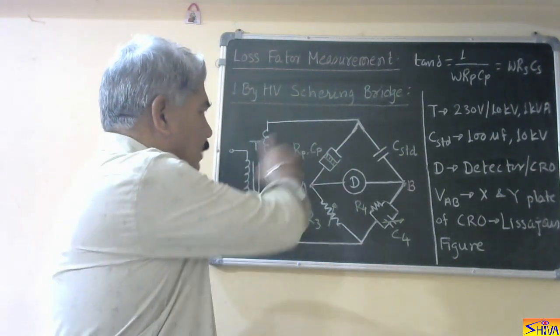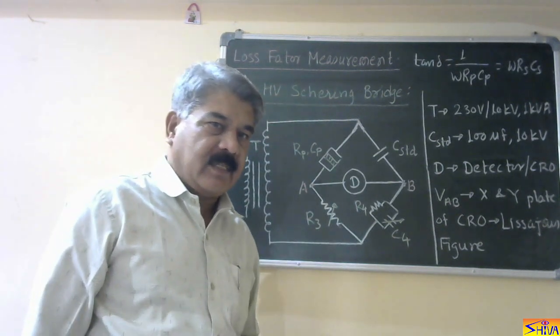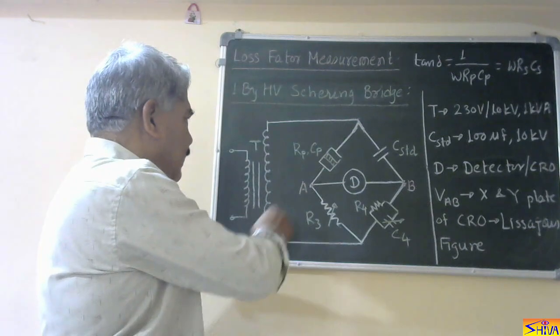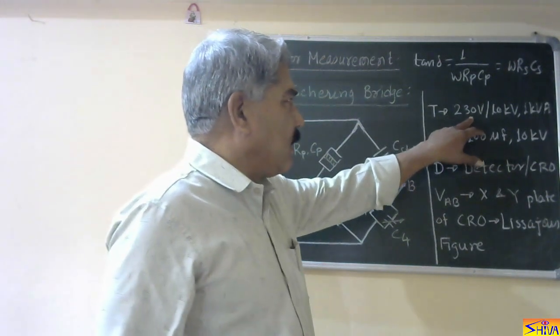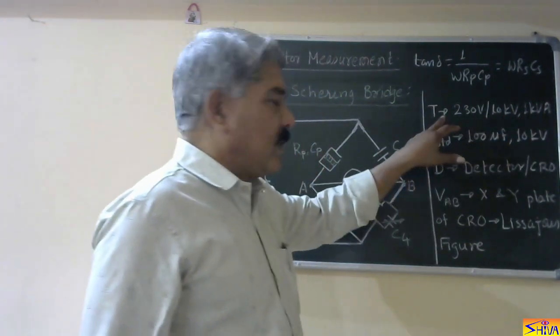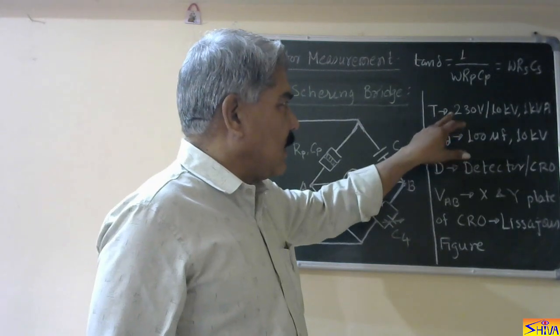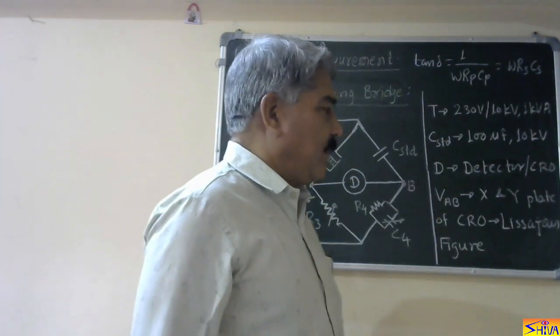This is the diagram for the high voltage Schering bridge. Basically it consists of three components. The first component is this transformer, a high voltage transformer. The primary is rated for 230 volts, the secondary is 10 kV, and its rating is 1 kVA. So the first component is the high voltage transformer, 230 volts by 10 kV, 1 kVA.